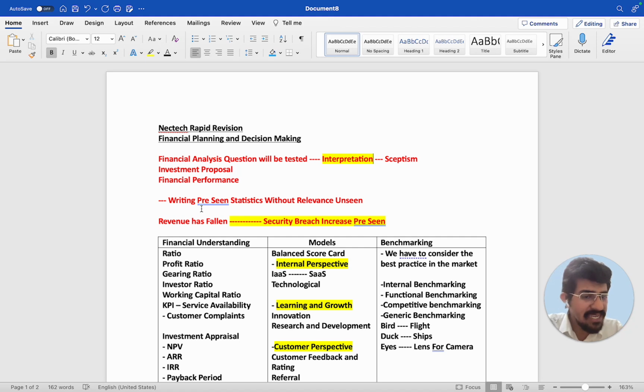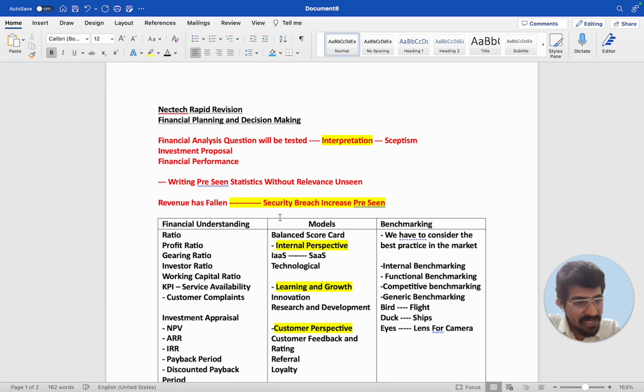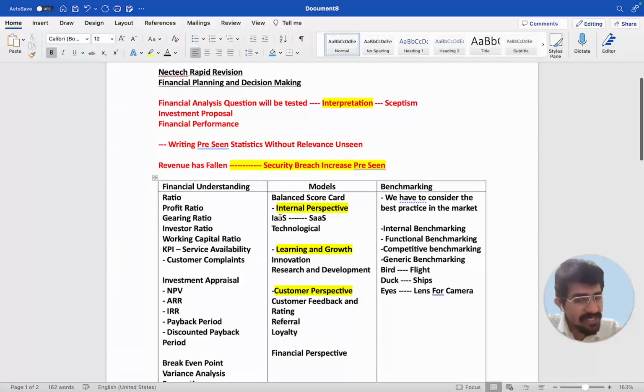Now, the biggest challenge or mistake the students make is they write the pre-seen statistics without any relevance. Can you remember, students, in the pre-seen, the last two pages had some statistics and charts. Revenue has fallen, security breaches increased. If you write the pre-seen material directly, you won't get marks, students. You have to think and apply.